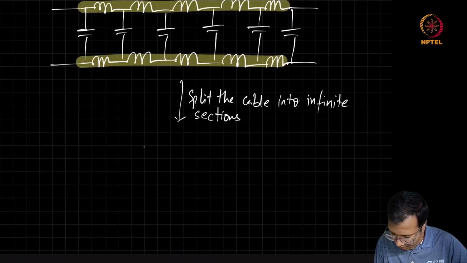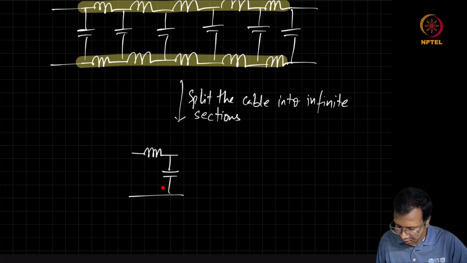This can be done by taking one section of the line and simplifying this section by just taking one inductor without considering the inductor on the bottom side, because whatever current goes through this inductor has to come back.